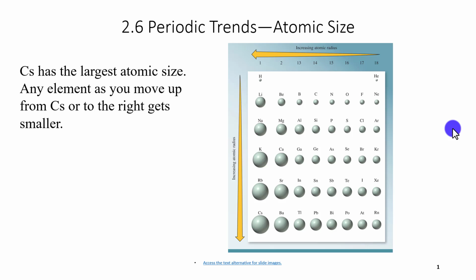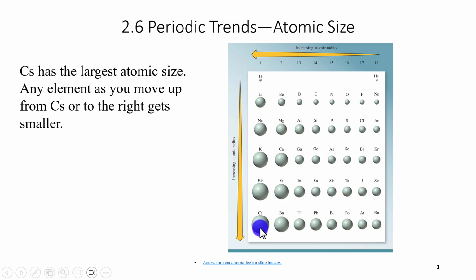Let's talk about atomic size. As the picture shows here, if we move from right to left in the periodic table, as we're looking at it, the atomic radius increases. And if we go from top to bottom in the periodic table, so down a group, the atomic size increases.